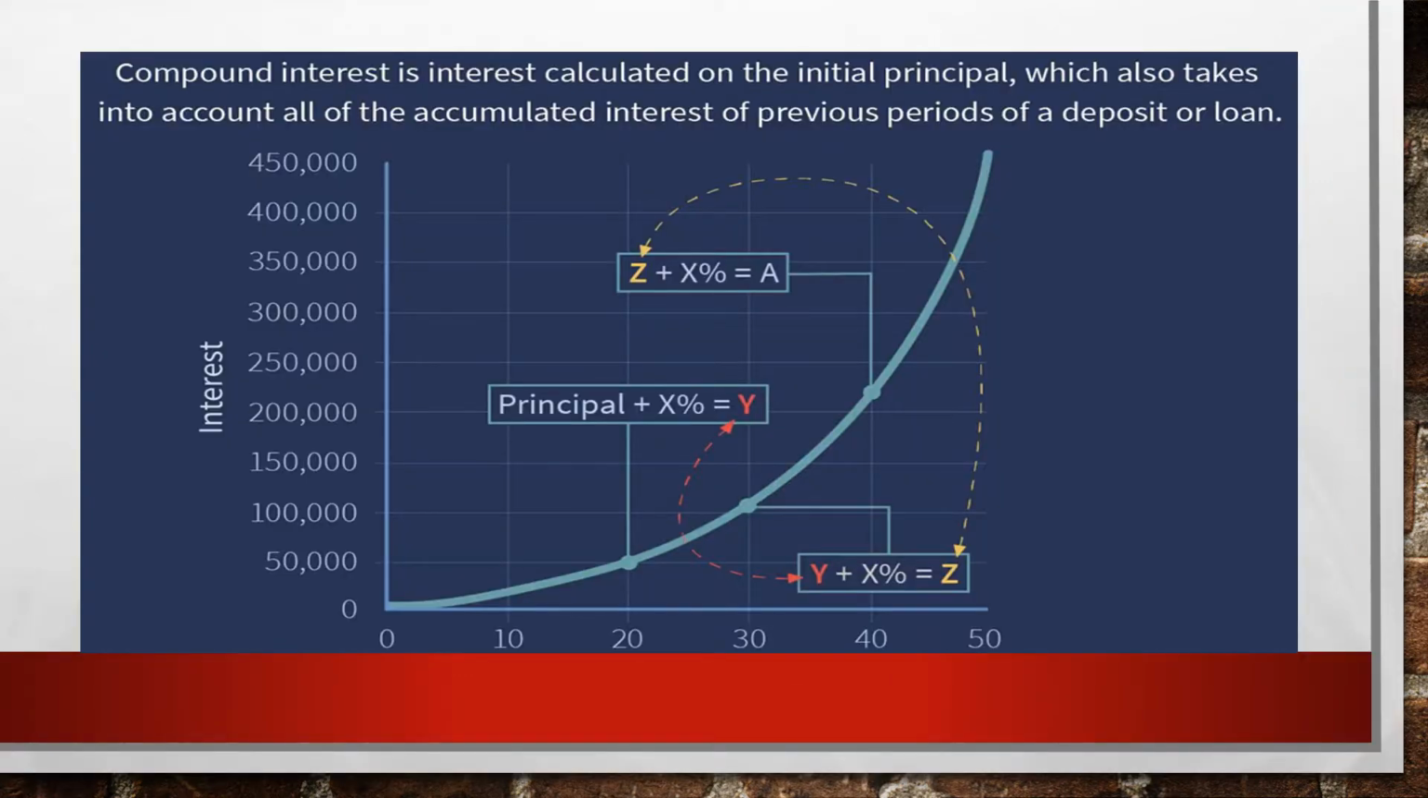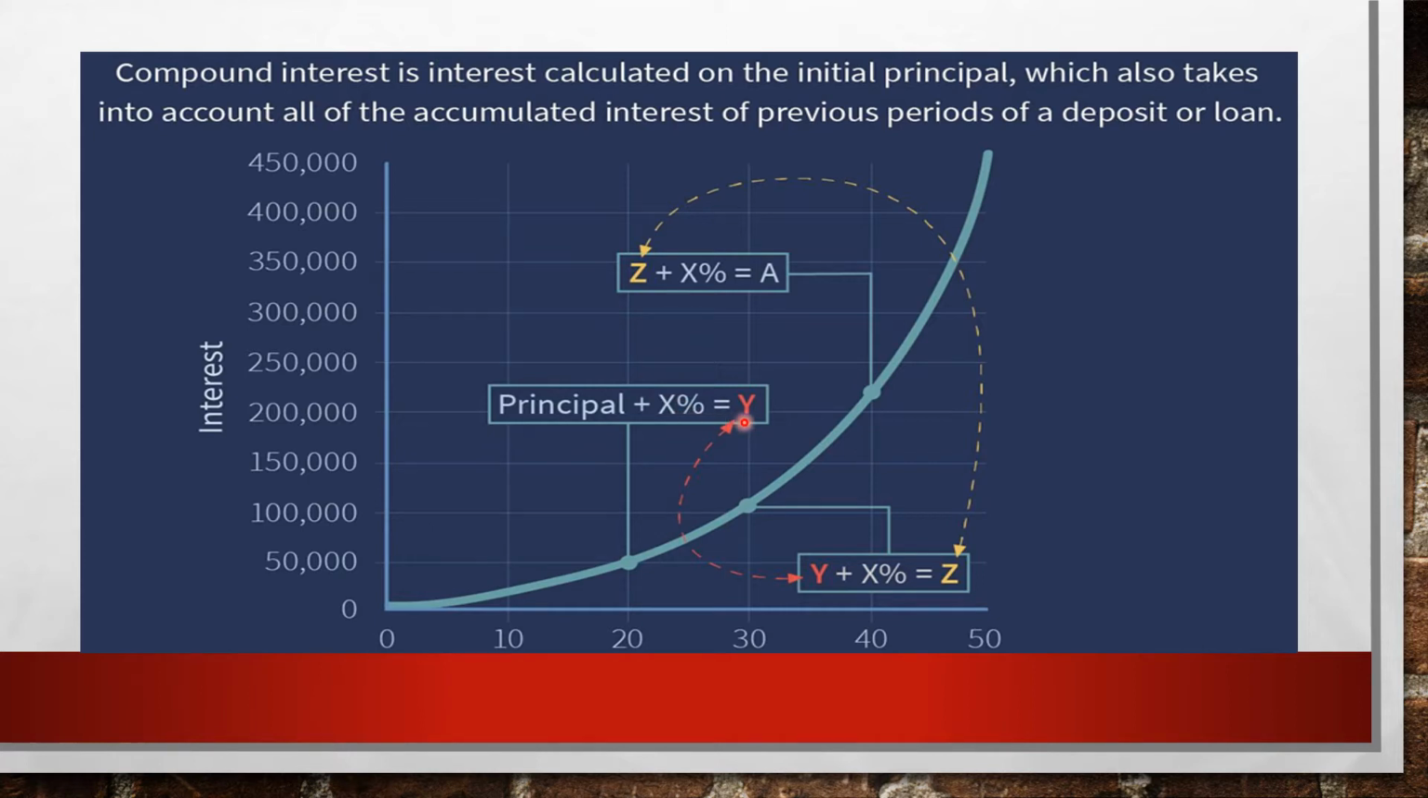What is compound interest? Compound interest is nothing but, if we are taking a loan from a bank for an amount of 10 lakhs, the principal is 10 lakhs. What is the interest we have to pay? The interest we have to pay is X percentage. For example, the principal along with X percentage for the first year, the amount becomes Y.